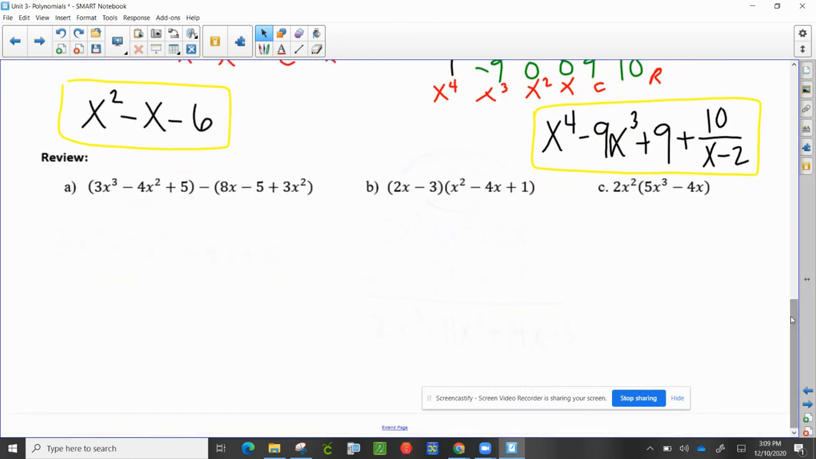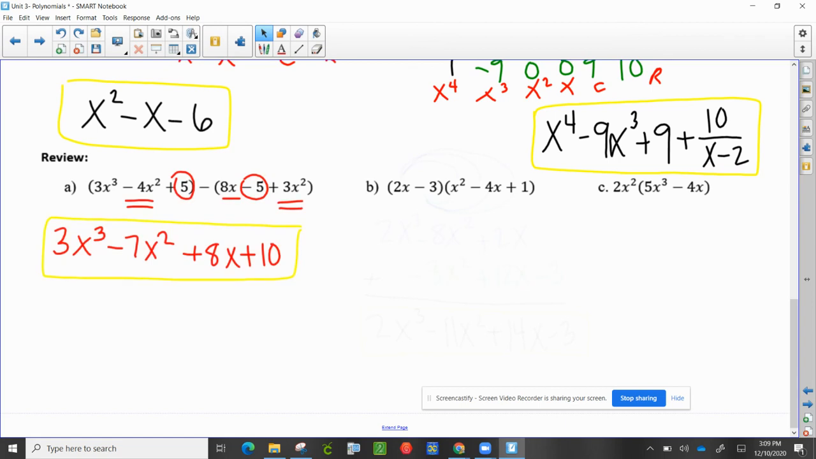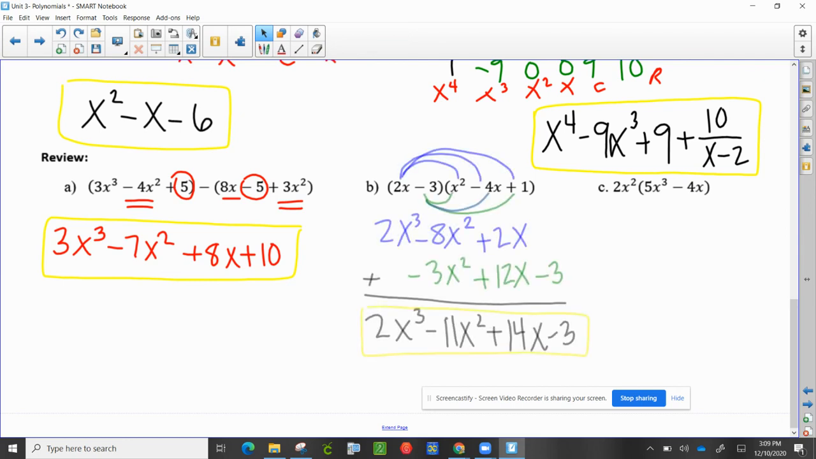Okay. The bottom one just has a couple of reviews. I figured if you want to try them, I would just show you the answers. But here's A. This is a subtraction problem. So that's the answer I got. Just be careful, watch your signs when you do those. B is a multiplication problem. So if you want to try that one for a little review practice, there's the answer I got for B.